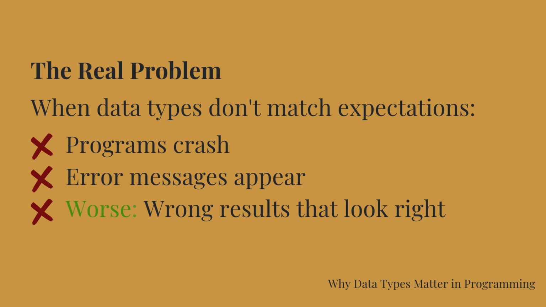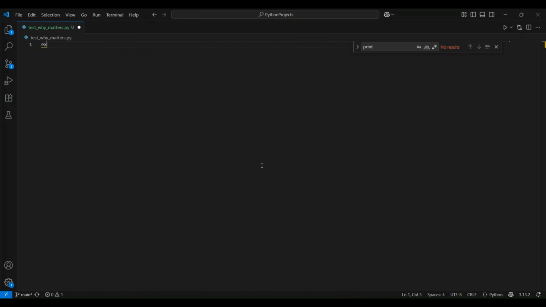When data types don't match what Python expects, your program doesn't just politely ask you to fix it. It might crash, it might give you error messages, and even worse, sometimes it might not give you any error messages at all, but just produce completely wrong results. So let's take a look at our first example. Let's say you're building a program to calculate something. You might write something like this.